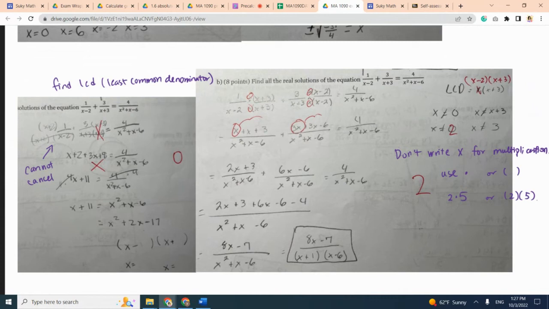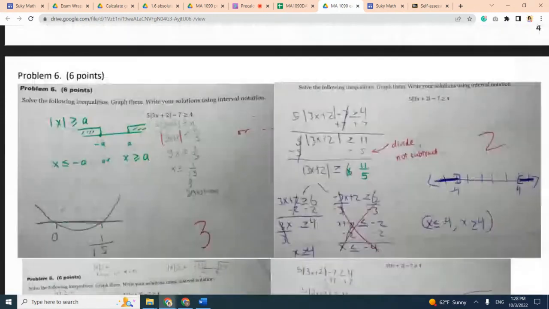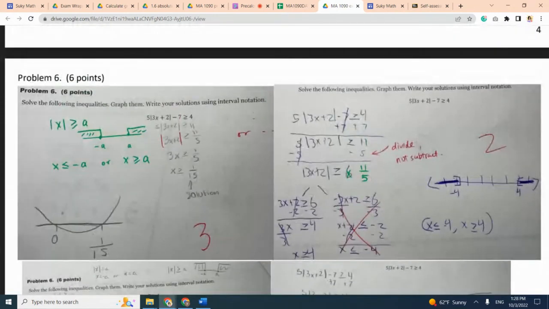And here, do not write the cross for multiplication. That's why the student got confused and thought there's another x and there's another 3x. Don't do that. Use dots or parentheses to denote multiplication. Don't use a cross because it looks like an x. So don't do that.